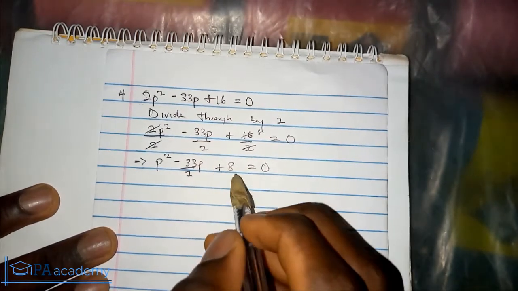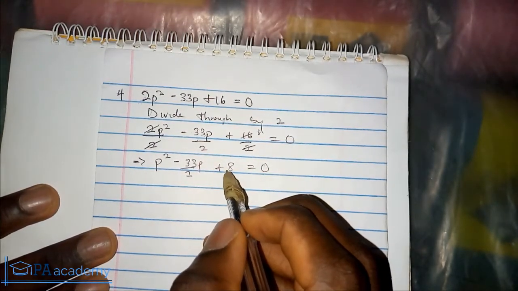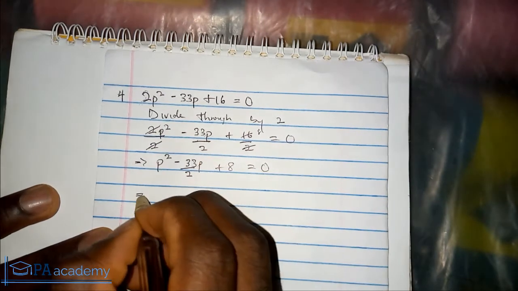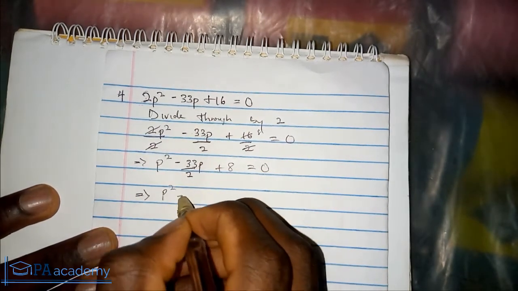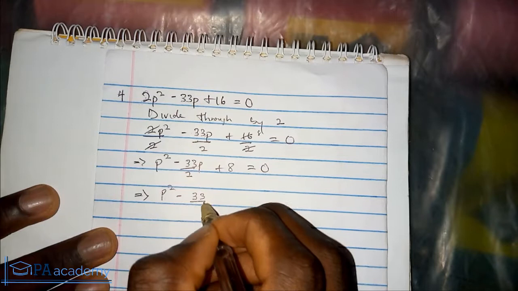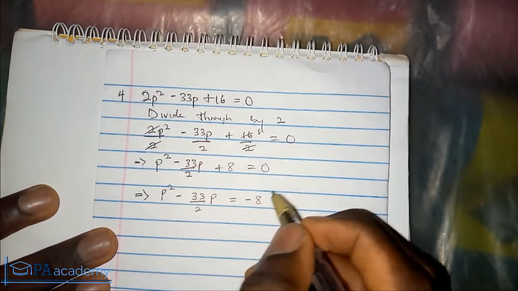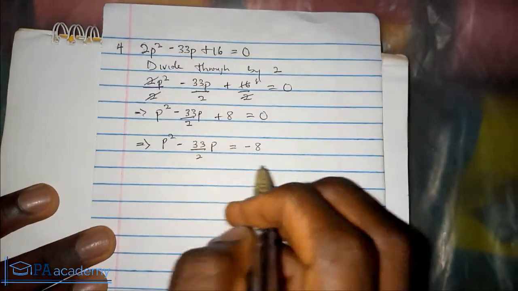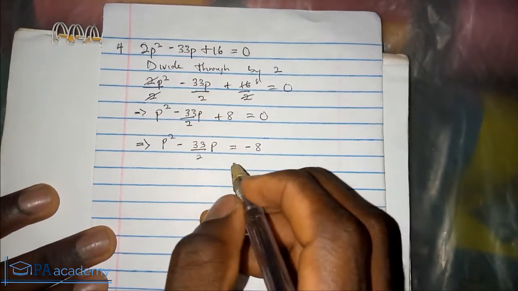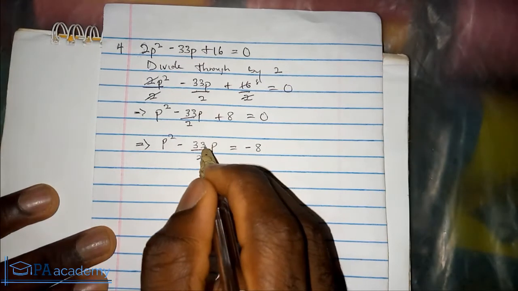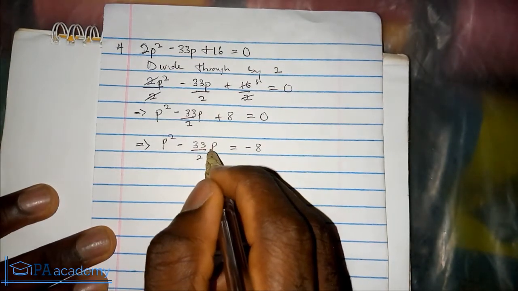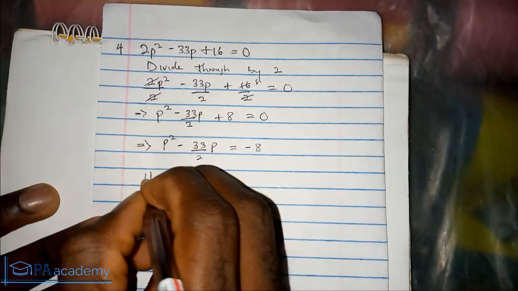Now what we are going to do is bring this plus 8 to the other side of the equation. That will give us p squared minus 33 over 2p equals minus 8. At this junction, what we are going to do is half and square the coefficient of p. Let me write it.